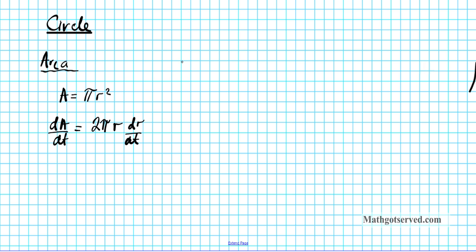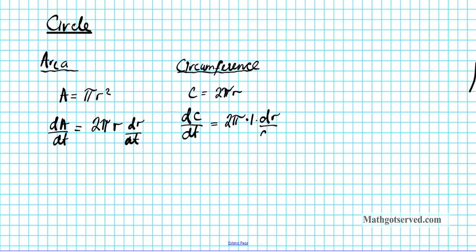And then the next thing is circumference. What is the formula for the circumference of a circle? Circumference C is equal to 2 pi r. Okay, so how do we differentiate this with respect to time? dC/dt is going to be 2 pi, the derivative of r is 1, and using the chain rule, dr/dt. Okay, so dC/dt is basically 2 pi dr/dt.